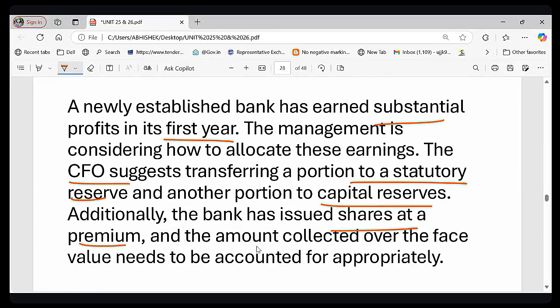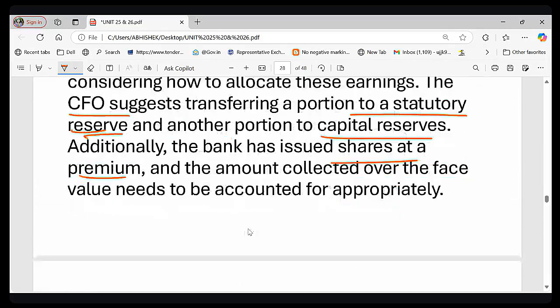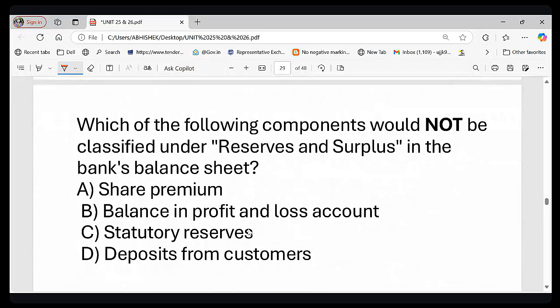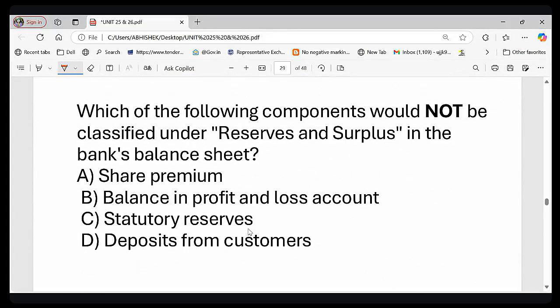So please read it carefully because I will ask you a question based on it. This particular bank has earned substantial profit in the first year. The CFO suggests that you transfer a portion to the statutory reserve and another portion to the capital reserve, and the bank has issued some shares at premium. Now the question is, which of the following components would not be classified under reserves and surplus in the bank balance sheet? Options are share premium, balance in profit and loss account, statutory reserves, deposit from customer. So which would not be part of reserves and surplus in the bank balance sheet?